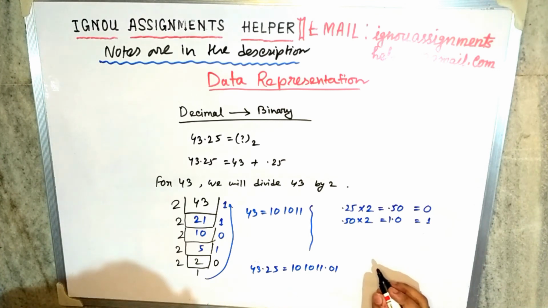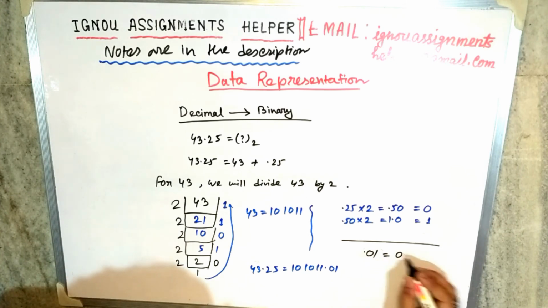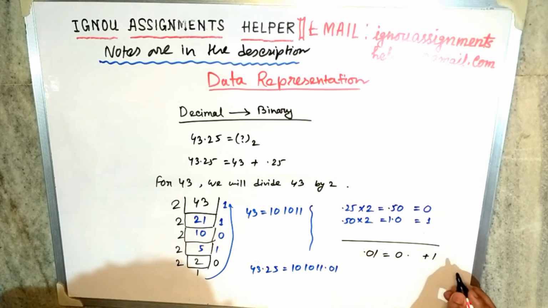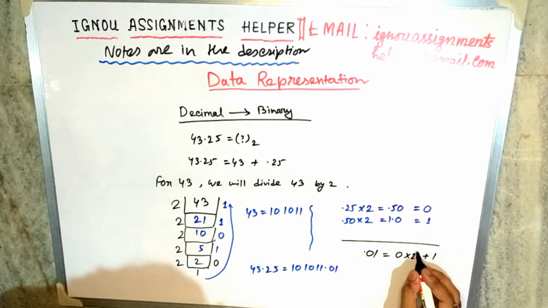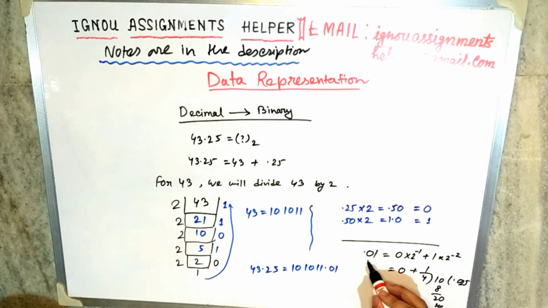Okay, so we will also cross check whether it is right or not. First of all, let's just check it with 0.01. If we take it something like 0 plus 1, this will be 2 to the power minus 1, 2 to the power minus 2, so this will be 0, this will be 1 by 4. So 1 by 4, so this is going to be 0.25, so this is correct.